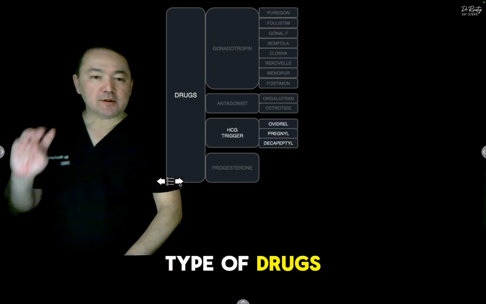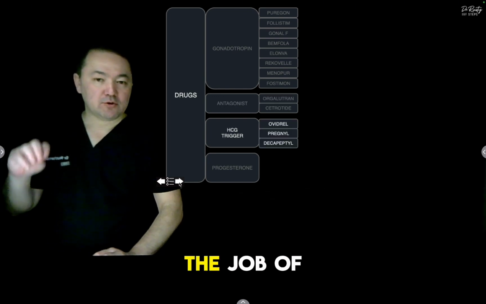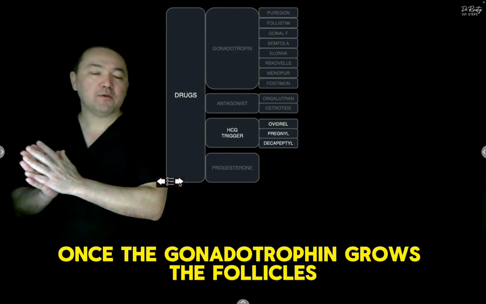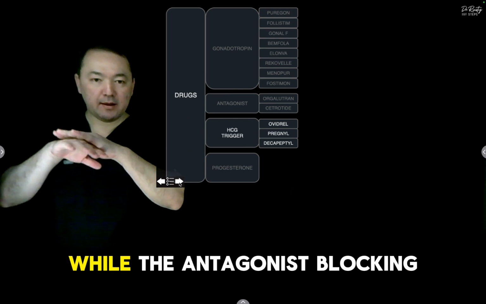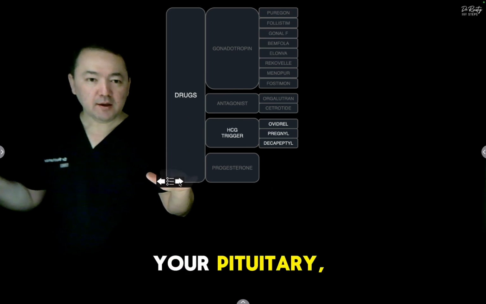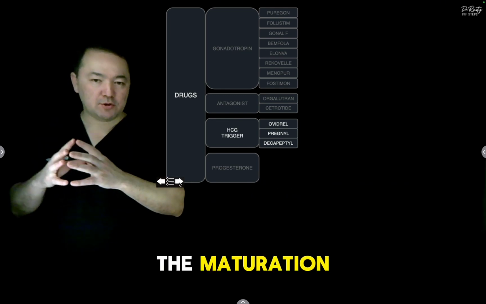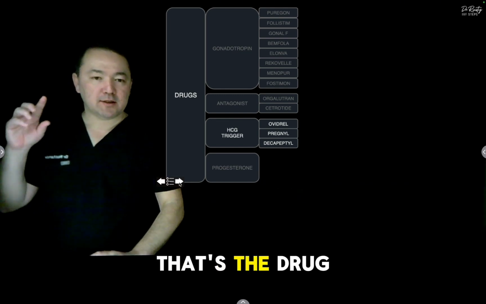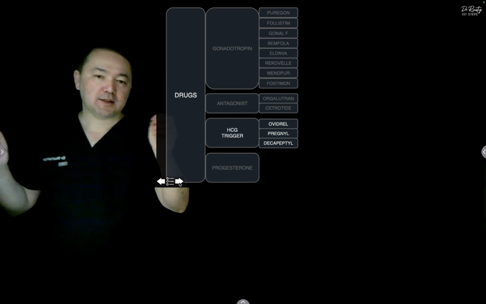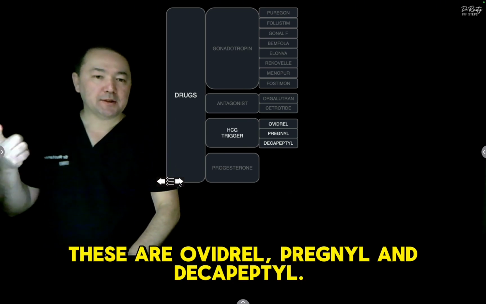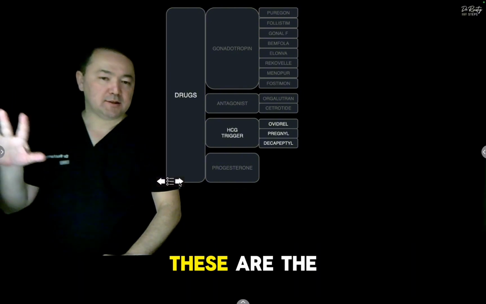So then a third type of drugs are trigger drugs. The job of these drugs is to trigger the maturation. Once gonadotropin grows the follicles while the antagonist is blocking your pituitary, and once follicles are large enough, they need a trigger drug for the maturation. That's a drug which you normally use 36-37 hours before your egg collection. These are Ovidrel, Prignal, Decapeptyl. These are the trigger drugs.